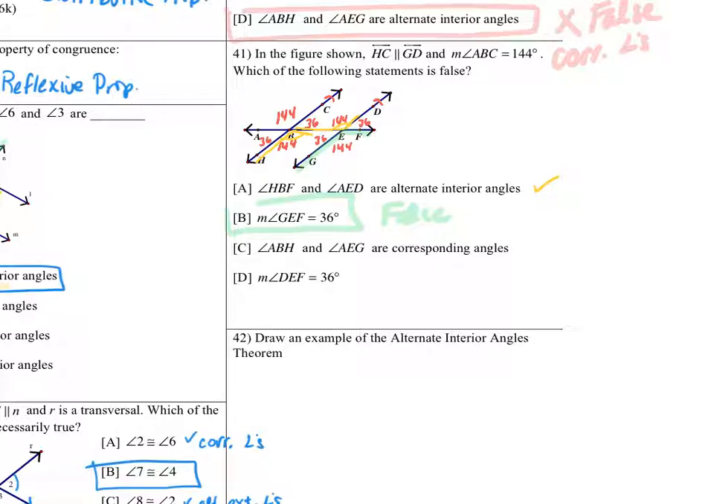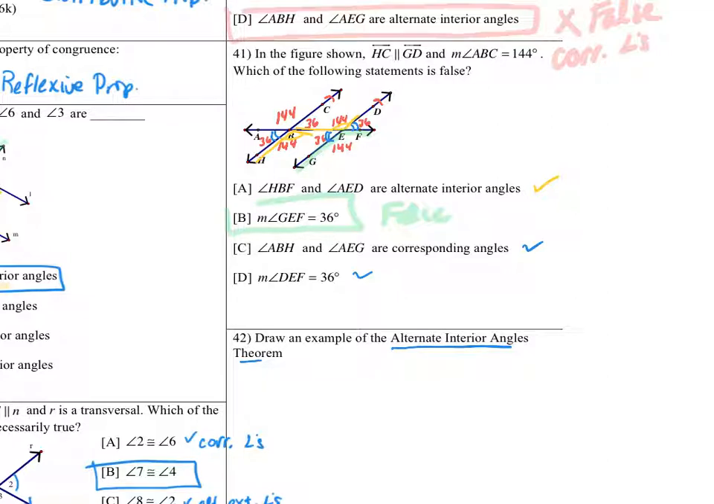Just checking the last two, because you should always do that, especially on an exam. Angle ABH, that's this angle right here, and angle AEG, that's this angle right here, are corresponding angles. And that's true, they are. And finally, the measure of angle DEF, that's this angle down below, is 36 degrees. That's true also. Number 42 just says, draw an example of the alternate interior angles theorem.